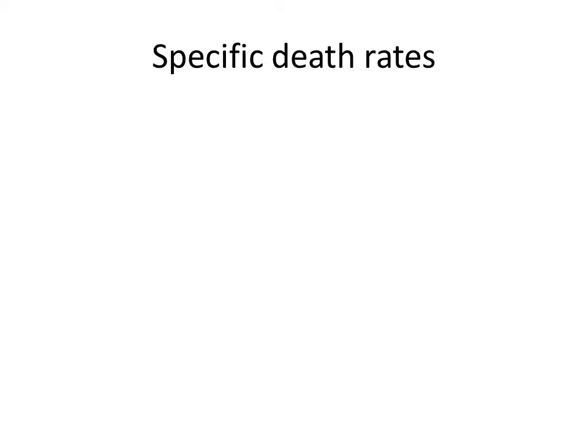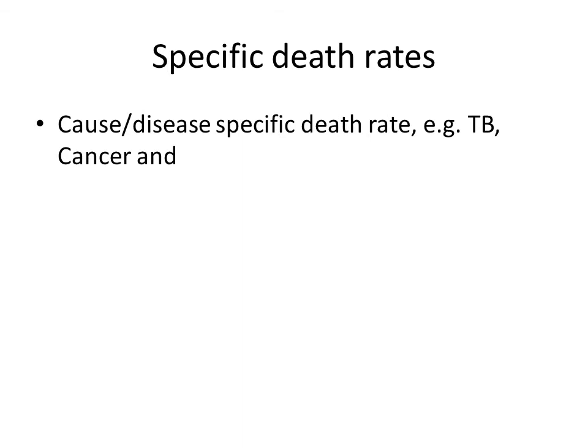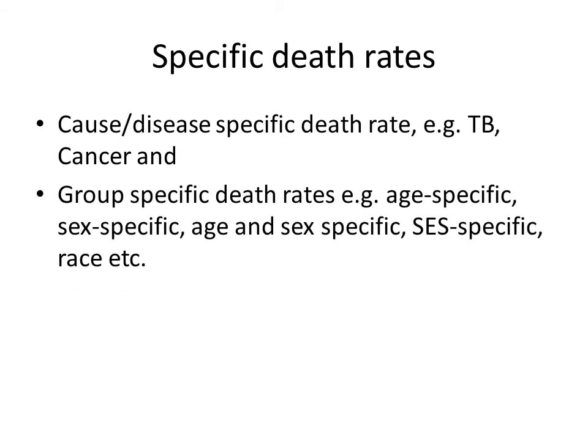On the other hand, there are specific death rates, like cause or disease specific death rates, for example death rate due to tuberculosis, death rate due to cancer, or group specific death rates like age specific death rate, sex specific death rate, age and sex specific death rate, etc.